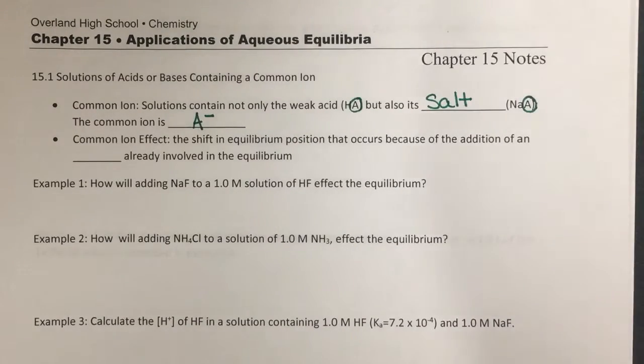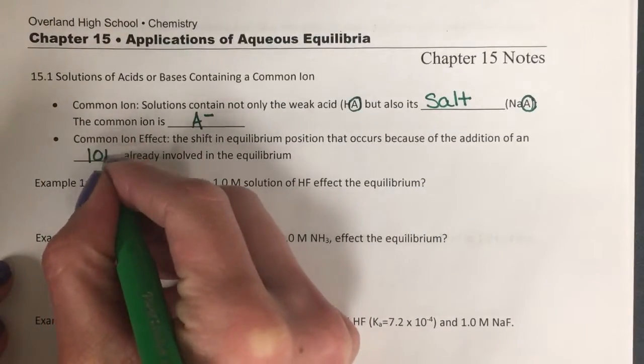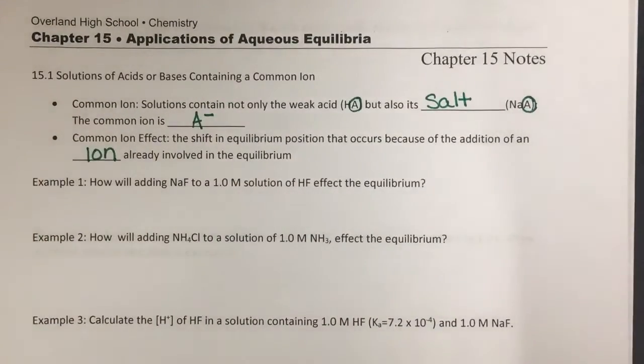Okay? Now what this will do is it will have something called the common ion effect. Now what this will do is it will shift the equilibrium, because my equilibrium already has the ion in the equation. So here's what it looks like.